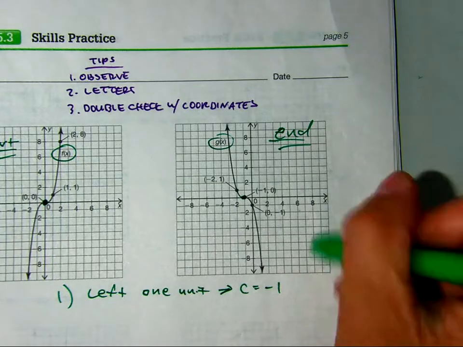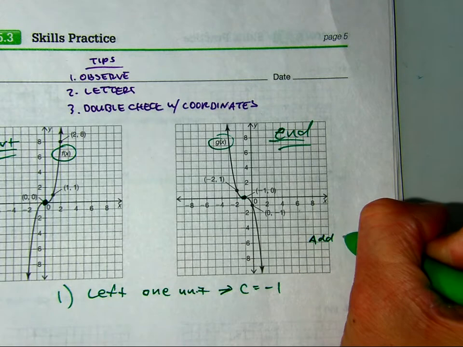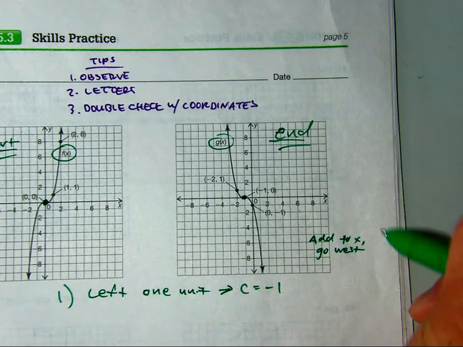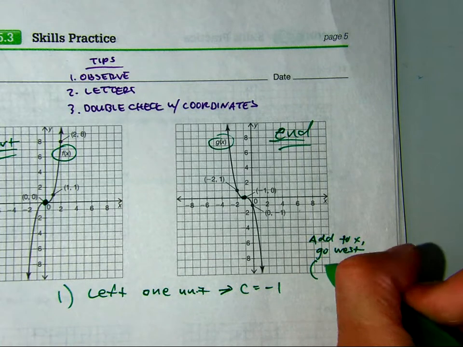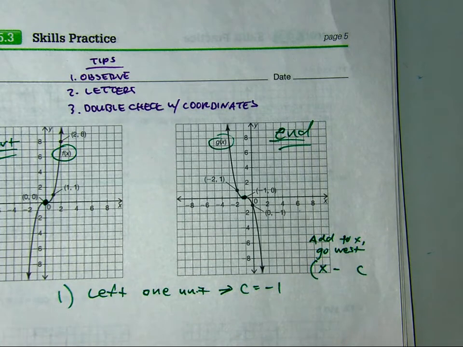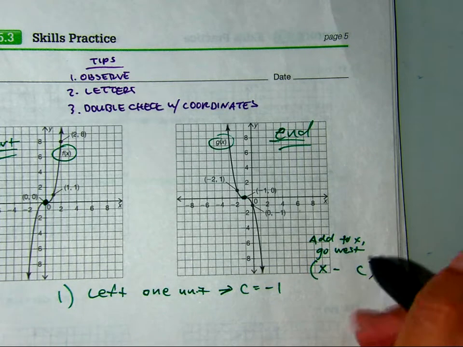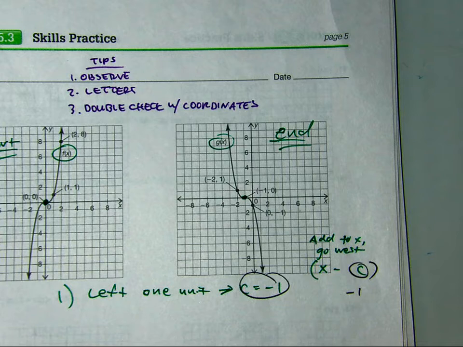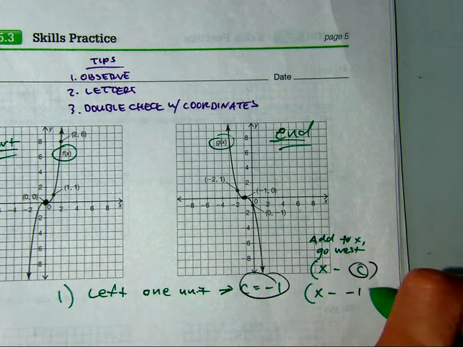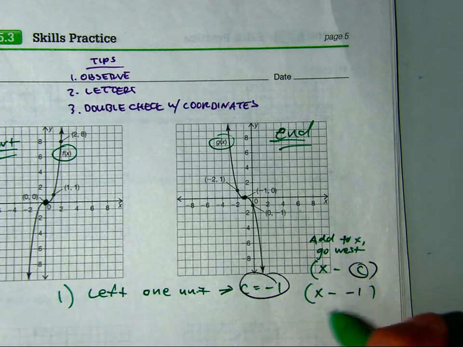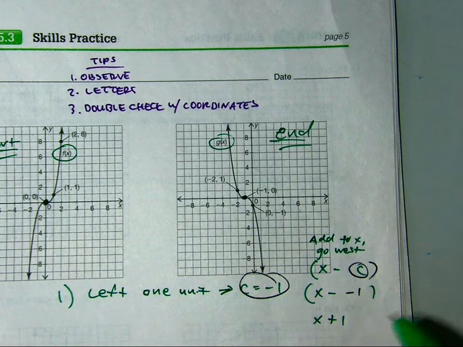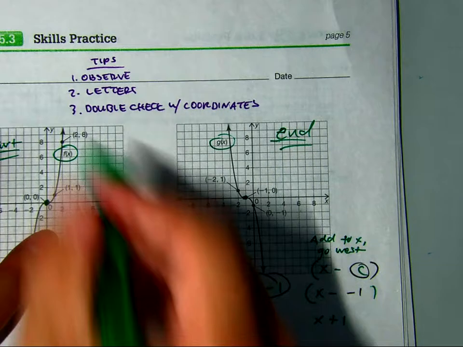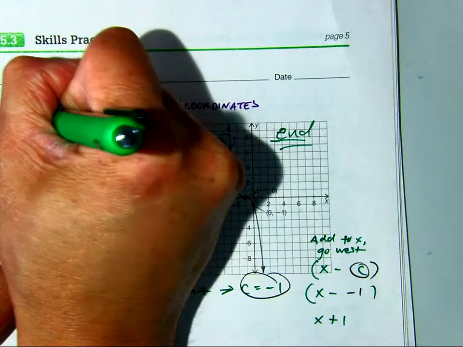Let me explain why it's a -1. I have a silly phrase. Add to x, go where? Go west. Okay, so the formula says x minus c. And if I put in our value for c, which we just got, of -1, you have x minus 1. And x minus a -1 is really, you'll see, x plus 1. And that's why this graph is moving to the left. So when we write our formula over here, we're going to write f of x plus 1.